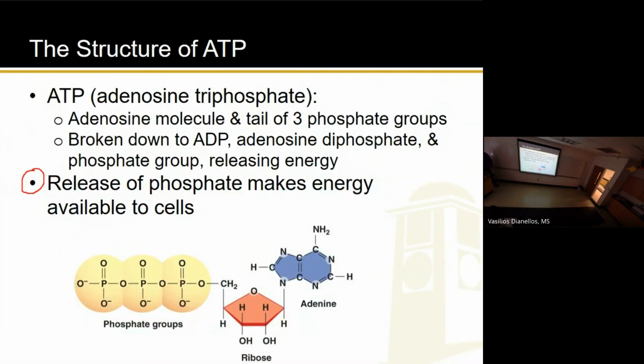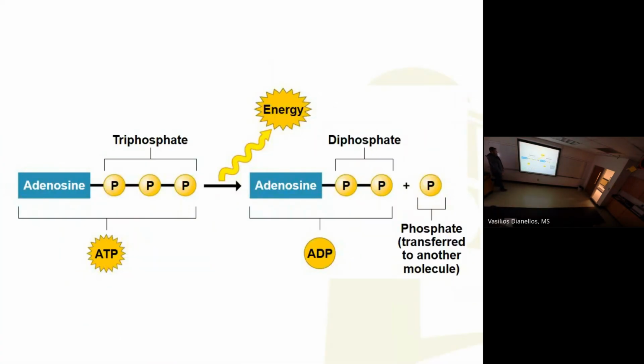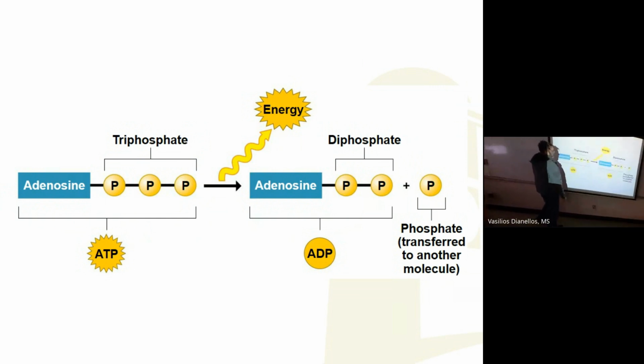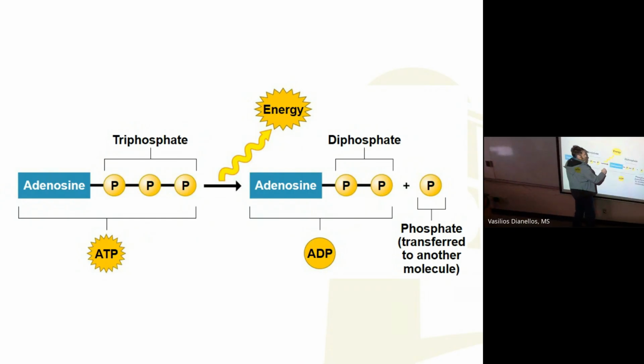Anyway, so here's a picture of it giving up its phosphate group. Right here, you have the full ATP. You've got the adenosine and your 3 phosphate groups. Here, we've lost one, or gave one up, however you want to say it, which released energy, and now we're left with ADP.